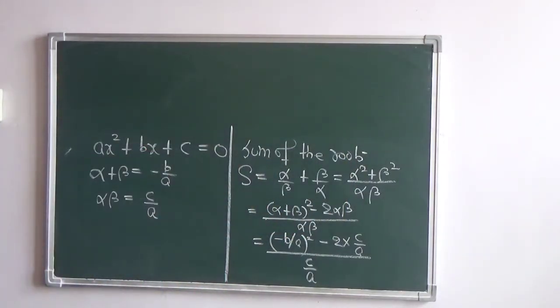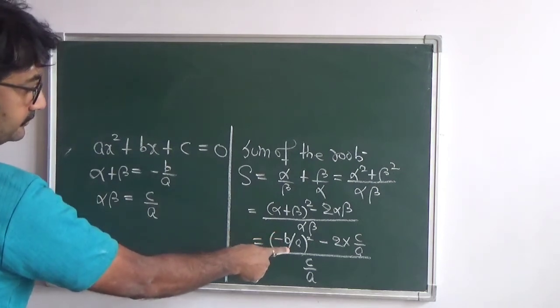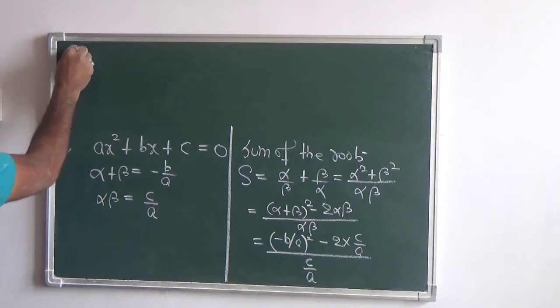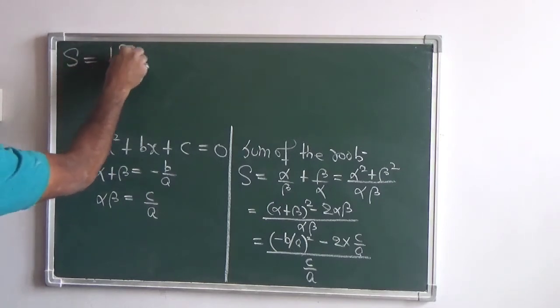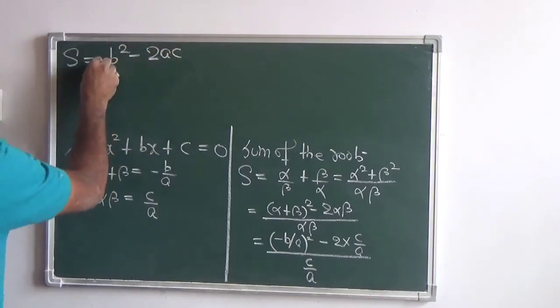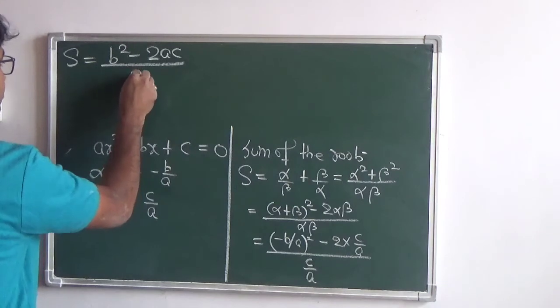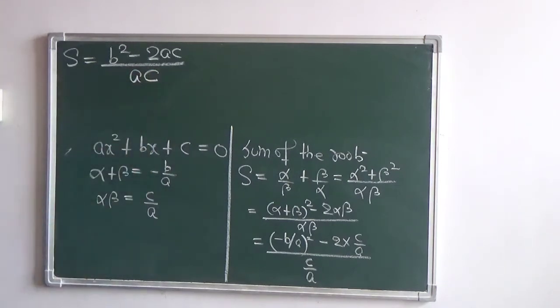Simplify, what we get here is b square minus 2ac. So a square is b square minus 2ac divided by, this a will cancel and we will be left with ac. So the sum is coming as b square minus 2ac by ac.